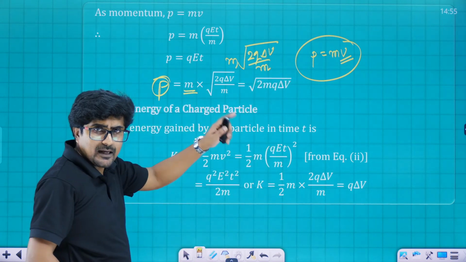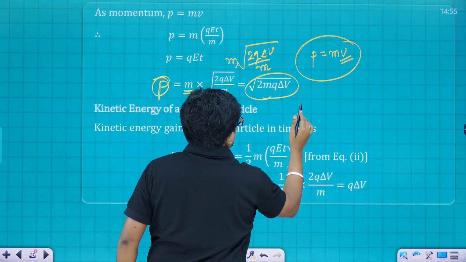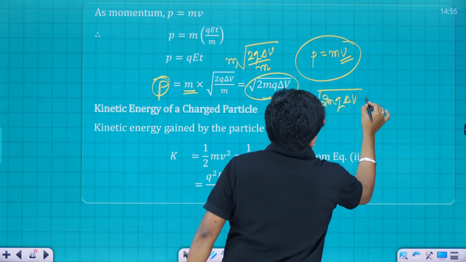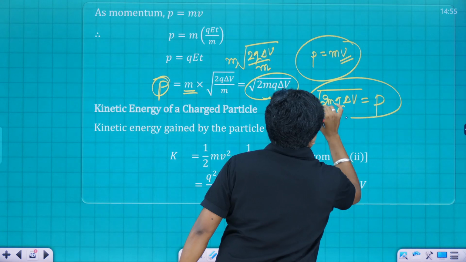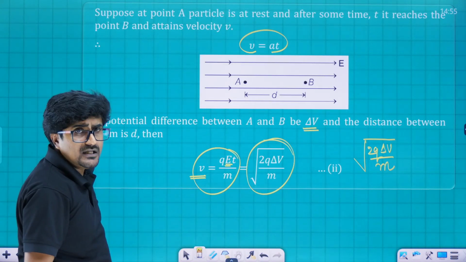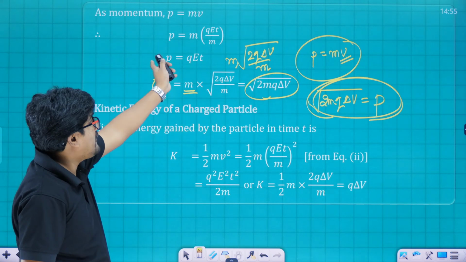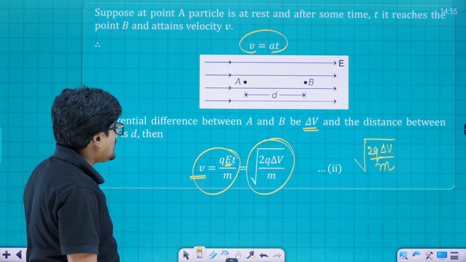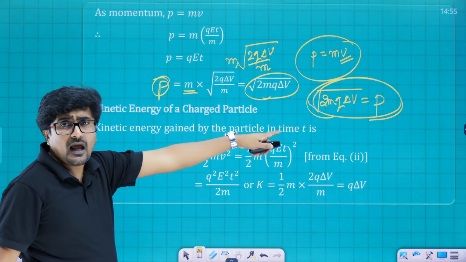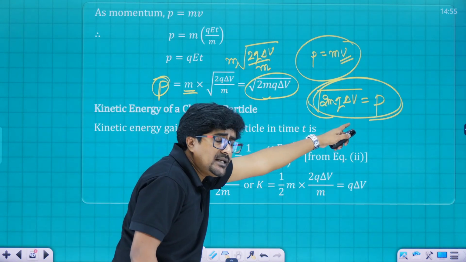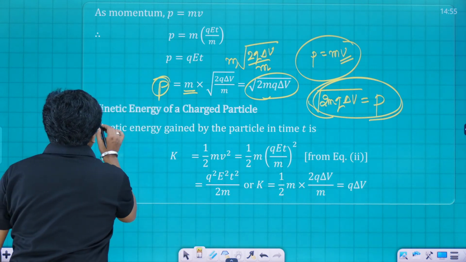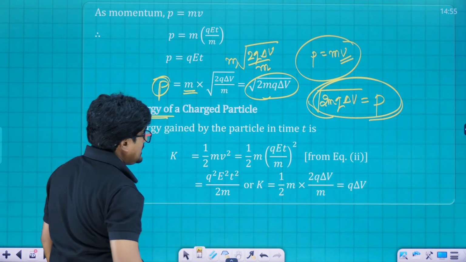Cancelling the m terms, we have the final expression as under root of 2 times m into q into delta v. I repeat, this is the expression for linear momentum. Here we had the expression for velocity, and here we have the expression for linear momentum. Earlier we had the expression in terms of electric field E and potential difference; here again we have the expression for linear momentum in terms of electric potential.